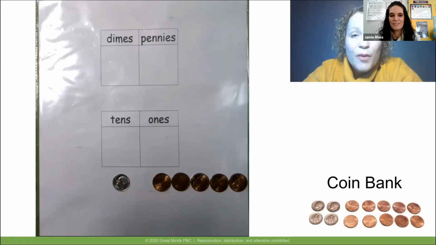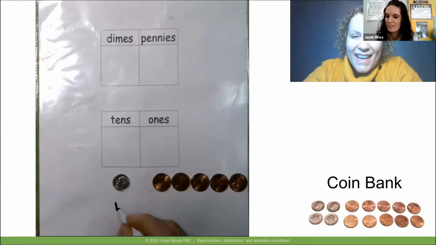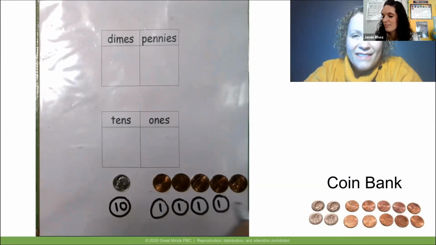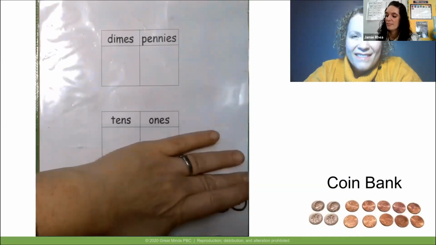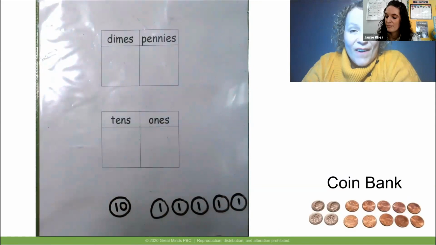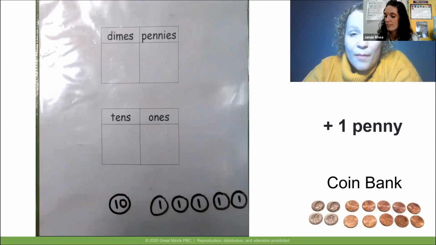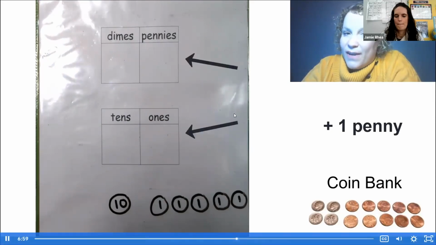If you have coins, show me the same amount in front of you. If you don't have coins, you can draw them like this. 10, and put a circle around it. 1, and put a circle around it. And I have 5 of these. On your own, I would like you to add 1 more penny. Write how much you have in the place value chart for both the coins and the tens and ones.